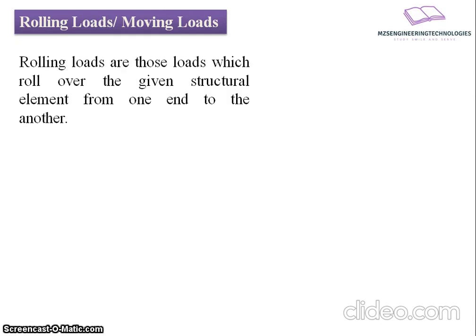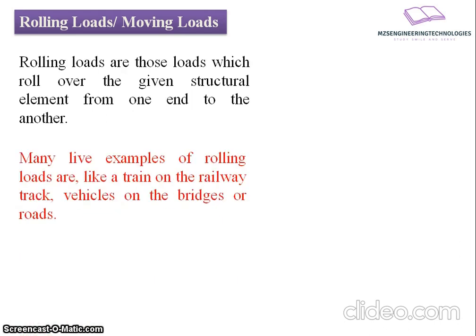All this mechanics which we have learned was related to the stationary position of the loads acting on the structural member. When this load traverses from one end to the other end along the length of a structural member, we term them as a rolling load. Real life examples of rolling loads are a train moving over a railway track or a vehicle moving on a bridge or a road.